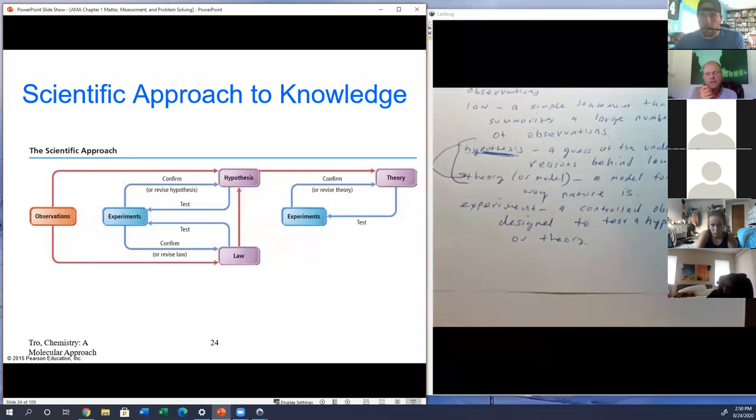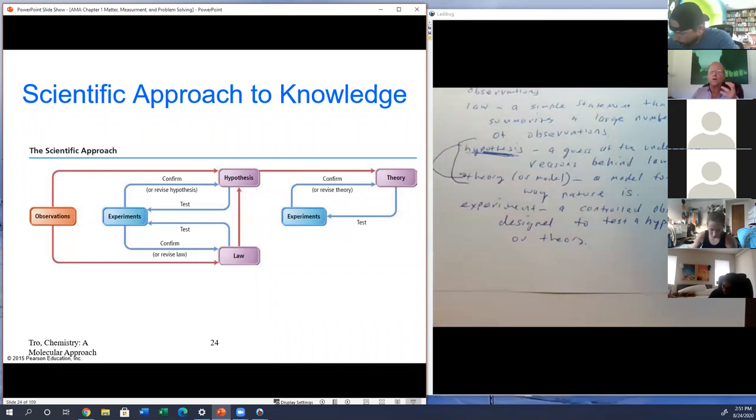Now, here's a problem. In our common language, we use theory to mean something that isn't true or isn't proven, as in, oh, that's just a theory. That's not the way theory is used in science. In science, a theory is the highest form of scientific knowledge. It's a model for the way nature is that has been shown to be very likely to be true through many, many observations and experiments. So theory is as good as it gets in science.